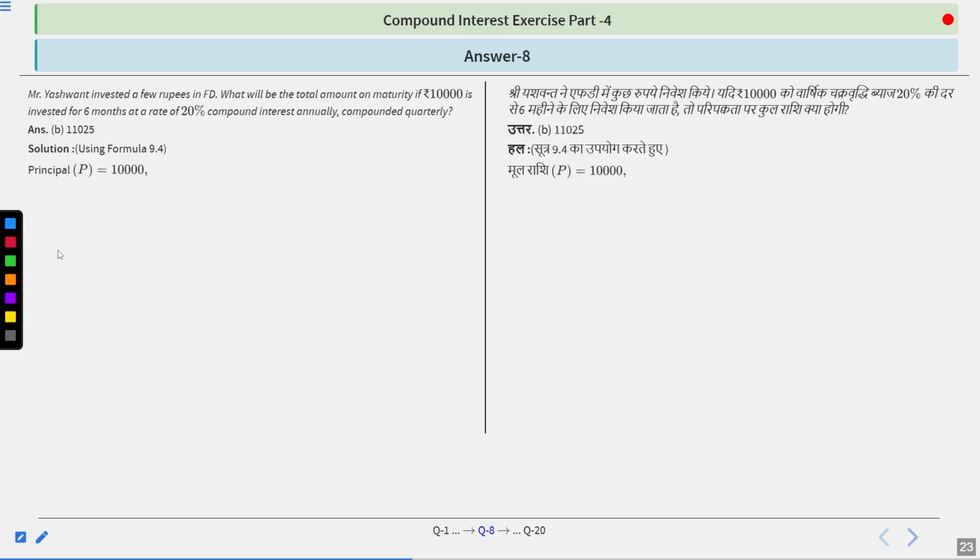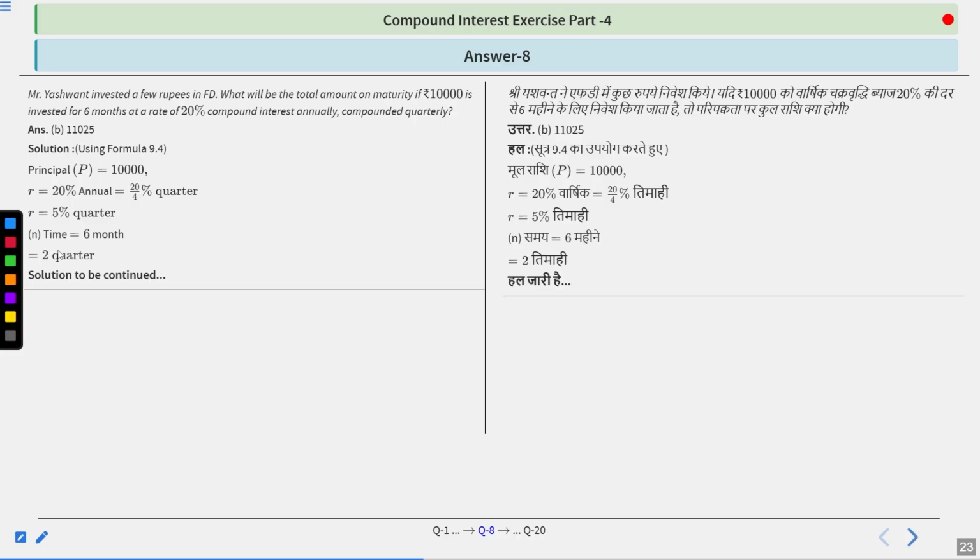Principal P was rupees 10,000. Rate of interest was 20% annual, but here the interest is compounded quarterly, so it is going to be 20 upon 4% per quarter, that is equal to 5% per quarter. Time period was 6 months. Therefore, if interest is compounded quarterly, it is going to be equal to 2 quarters.